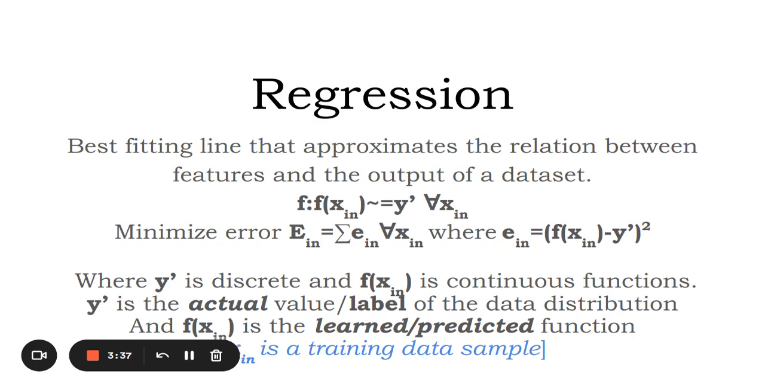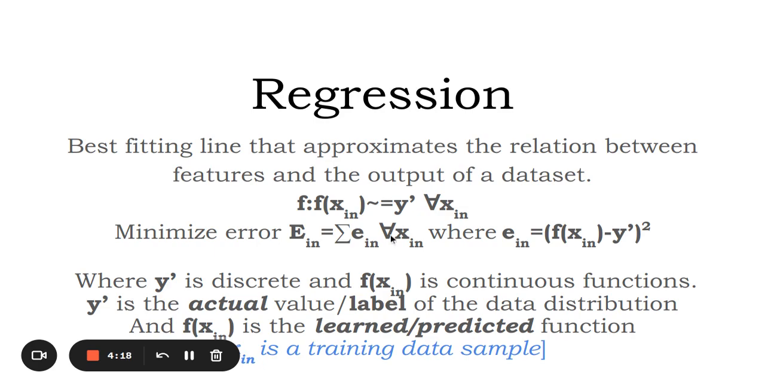Now, the regression function f fitted on the training dataset x in approximates the labels y dash. So, the regression function here f of x in, where x in stands for training data samples. So, the regression line here is the function f. The regression function f trained on the training dataset x in will approximate the actual value y dash. So, what do we want to do? We want to minimize that error in the approximation.